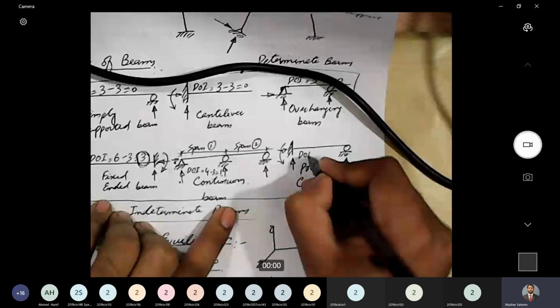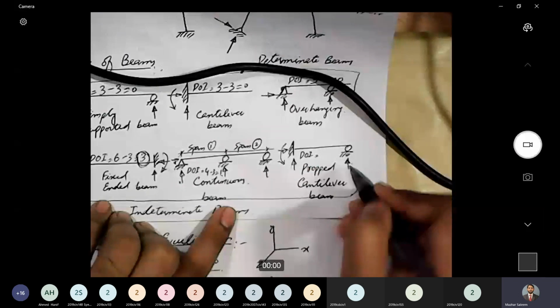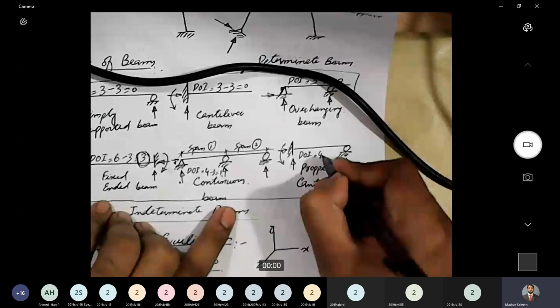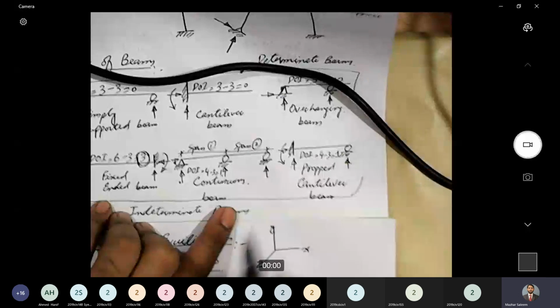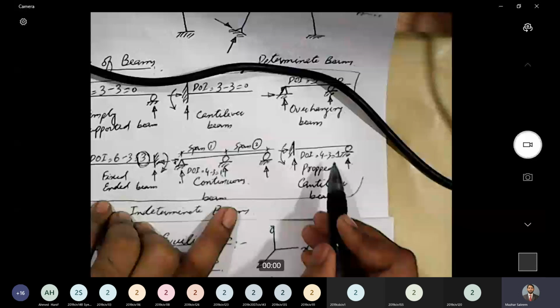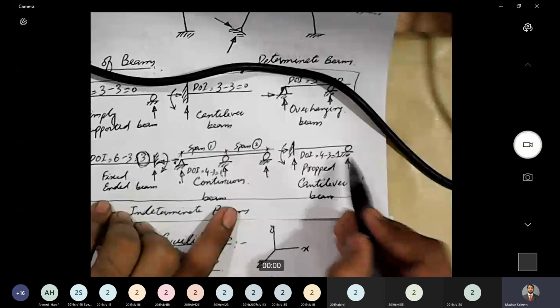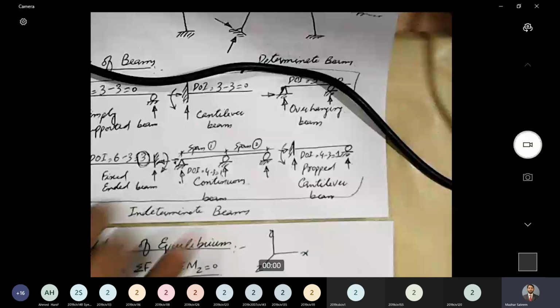Degree of indeterminacy. 1, 2, 3, 4 reactions. How many equations? 3. What is the degree of indeterminacy? 1. So this tells us that in order to analyze this propped cantilever beam, we will need one additional equation other than the equations of equilibrium. So this is how we calculate the degree of indeterminacy of any given structure.